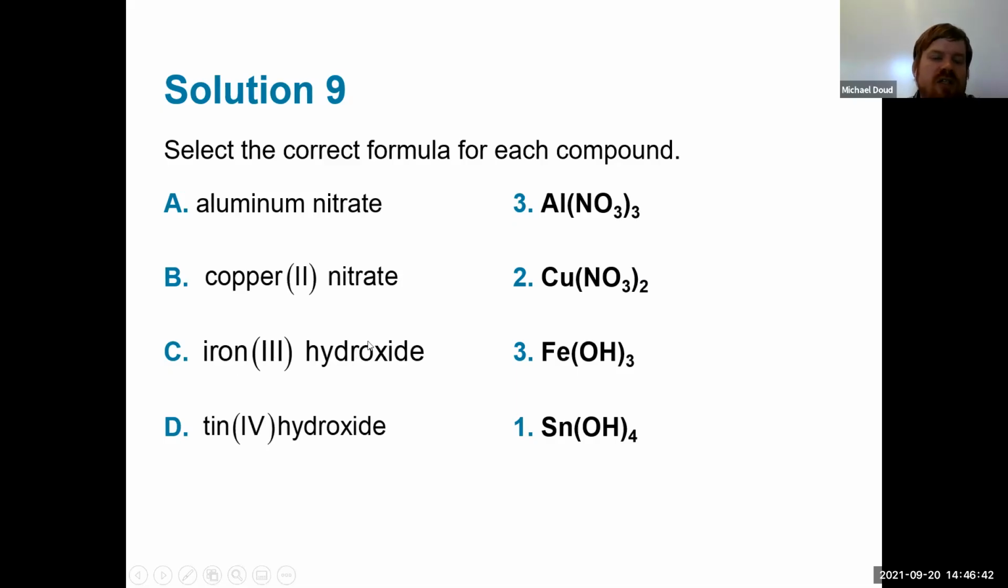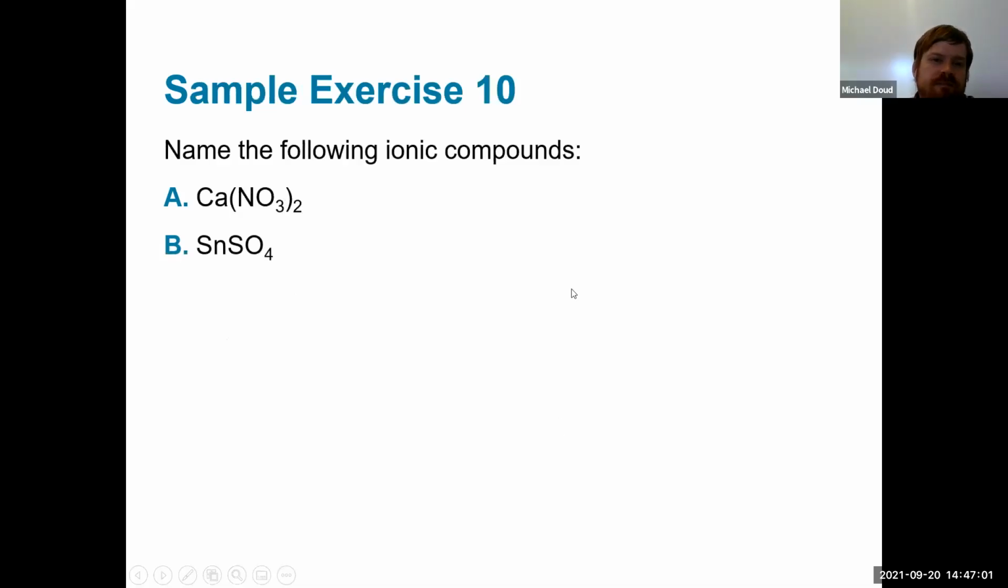Iron(III) hydroxide, hydroxide is OH-. Iron(III) has a 3+ charge, so you need 3 of the hydroxides for every iron, so Fe(OH)3. And then finally, tin(IV) hydroxide. Tin(IV) has a 4+ charge, hydroxide has a -1 charge, so you need 4 of the hydroxides for every 1 of the tins.